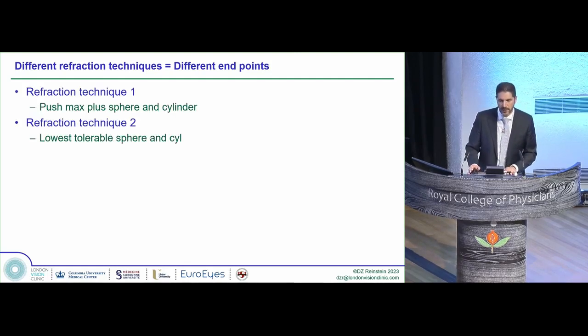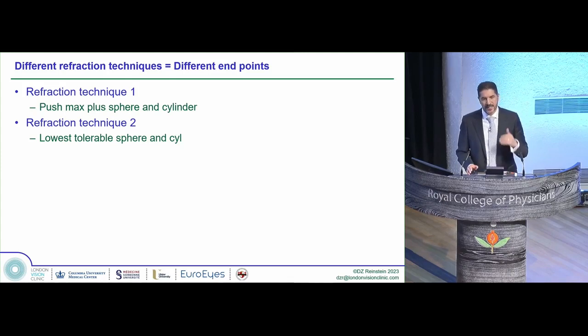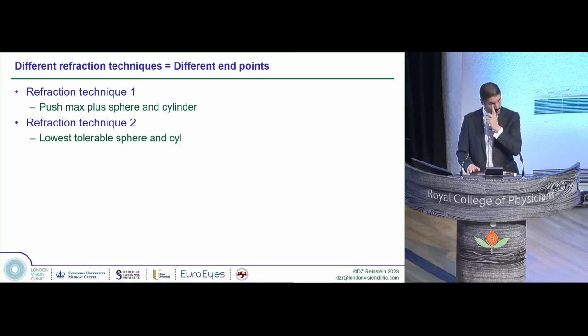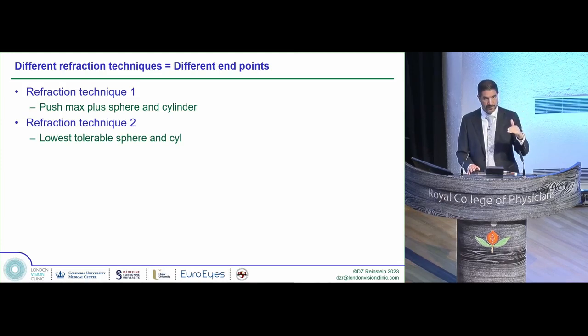The first one, refraction technique 1, let's say it's designed to push the maximum amount of plus out of the prescription and the maximum amount of sil. It might not be comfortable wearing those glasses in a pair of glasses walking around, but that's what the technique is designed to do. You get a hard endpoint, the maximum that that patient can possibly tolerate. And you compare that with another technique, technique 2, which is the lowest amount of plus or sphere and sil that the patient can tolerate, but can still sort of get to the same level of visual acuity.